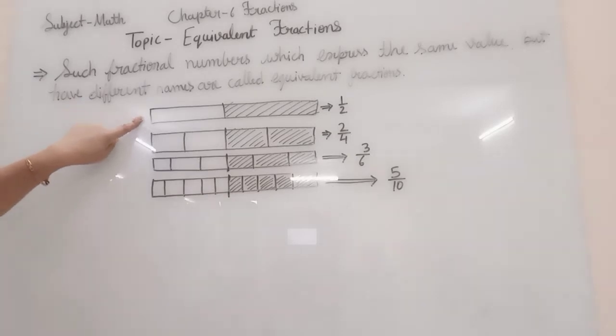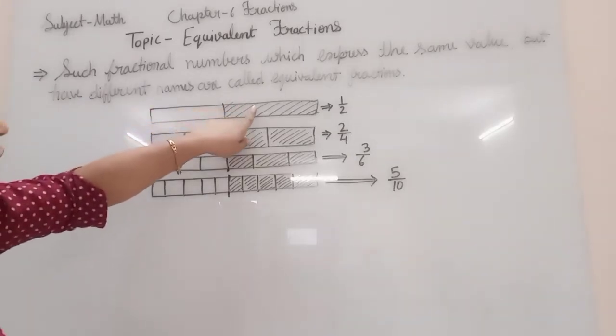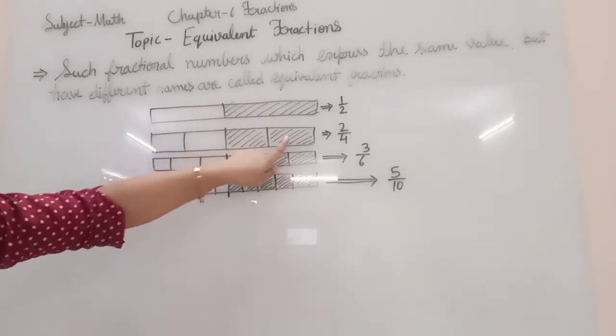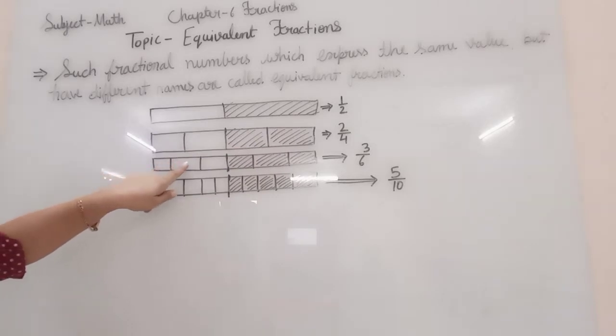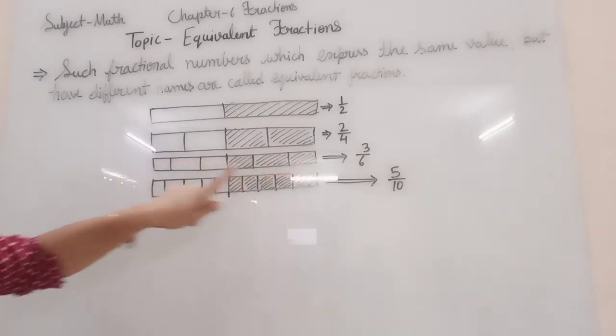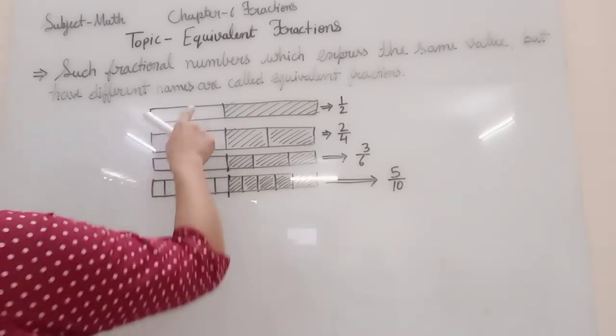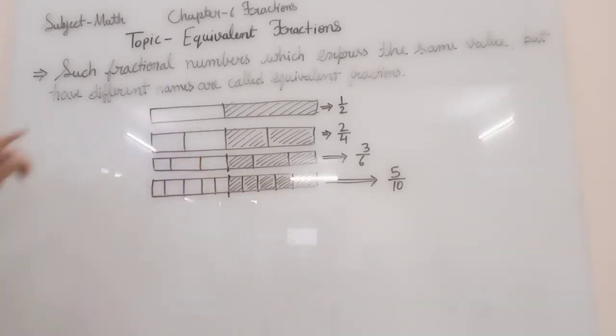So to understand it, let's take one example here. I have made a few strips here. The first strip I have divided into 2 equal parts. The second one I have divided into 4 equal parts. This one I have divided into 6 equal parts, and this one into 10 equal parts.